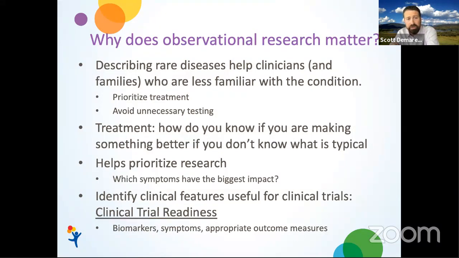This helps us prioritize research, which symptoms have the biggest impact, which ones are most important to families. It helps us identify clinical features that may be useful to track for a clinical trial. So what types of clinical features are things that we can measure appropriately, that have a big impact, that are going to be important for us to follow? And that's a process of developing what we call clinical trial readiness. And that's a buzz phrase that's been thrown around some at various meetings. And I want to provide a little bit more detail about what that is and what it might look like.